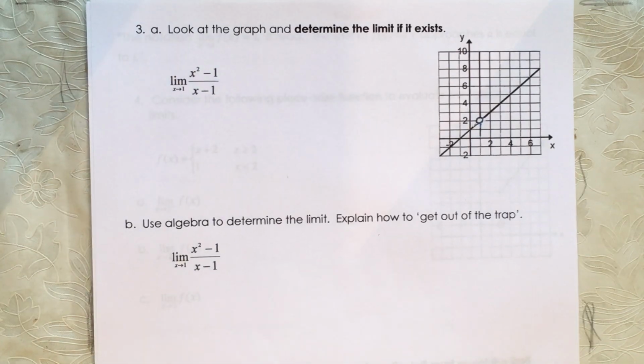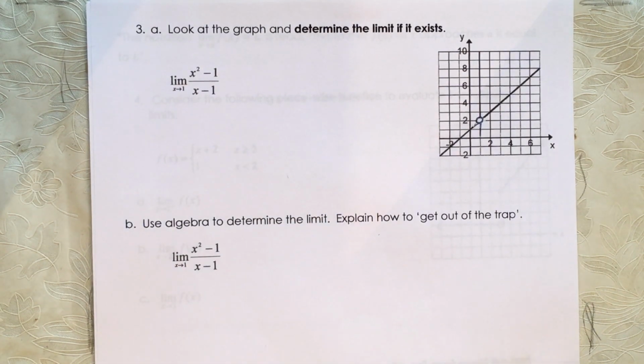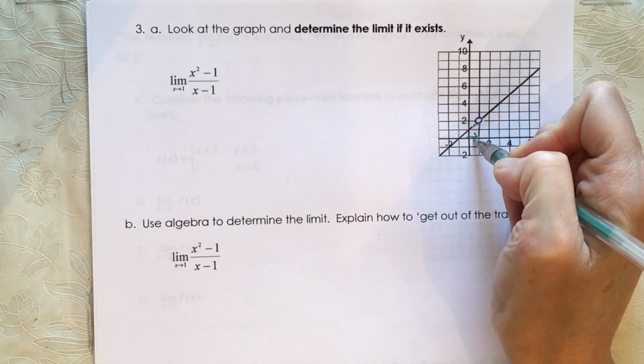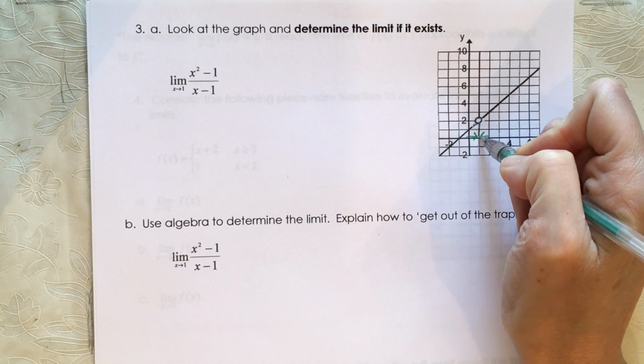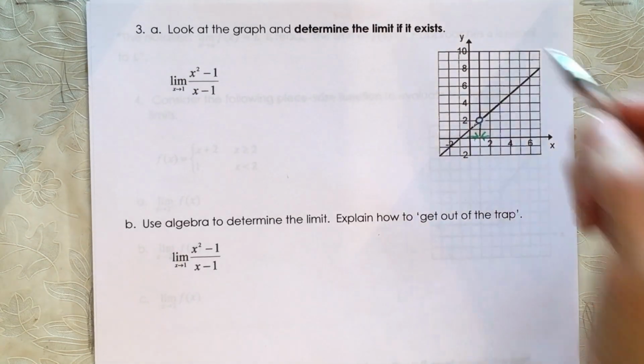This is part 3, what is a limit? Question 3a, look at the graph and determine the limit if it exists. So again, we start with, it's asking us for the limit as x approaches 1. So we're going to look at x approaching 1 from the left and x approaching 1 from the right. And again, we're going to see what our curve is approaching.